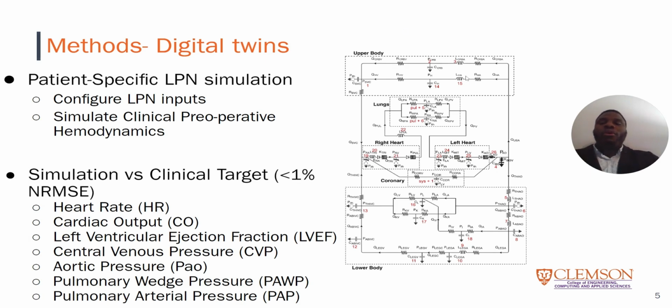We then use the characterized pre implant hemodynamics to tune the LPN shown here on this slide to generate 3 corresponding digital twins. These digital twins are essentially LPN simulations whose hemodynamic outputs, specifically the parameters shown here on the slide, match clinically characterized pre-implant hemodynamics for each patient. In other words, they're essentially a virtual replica of each patient.